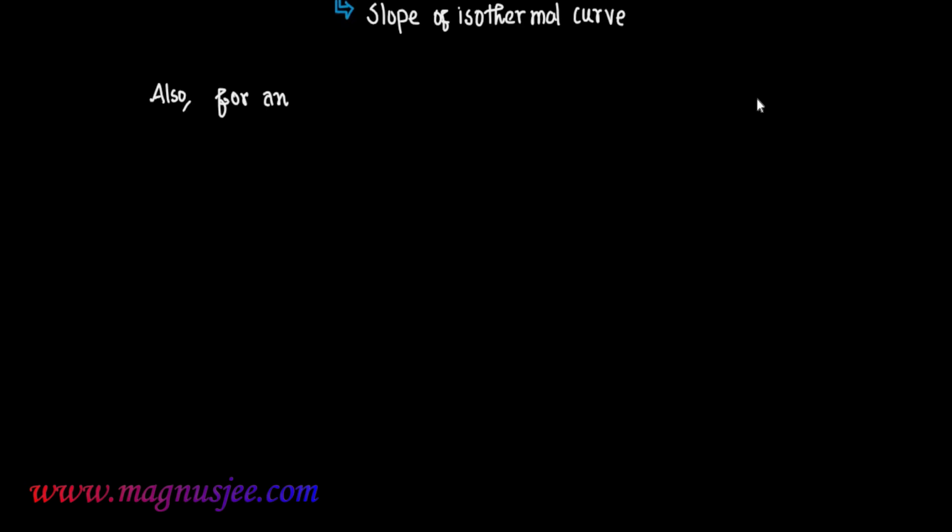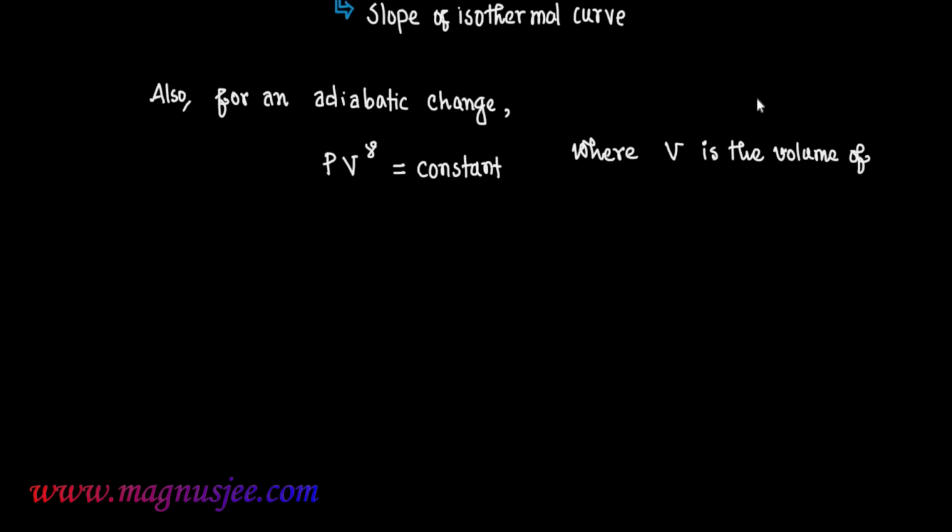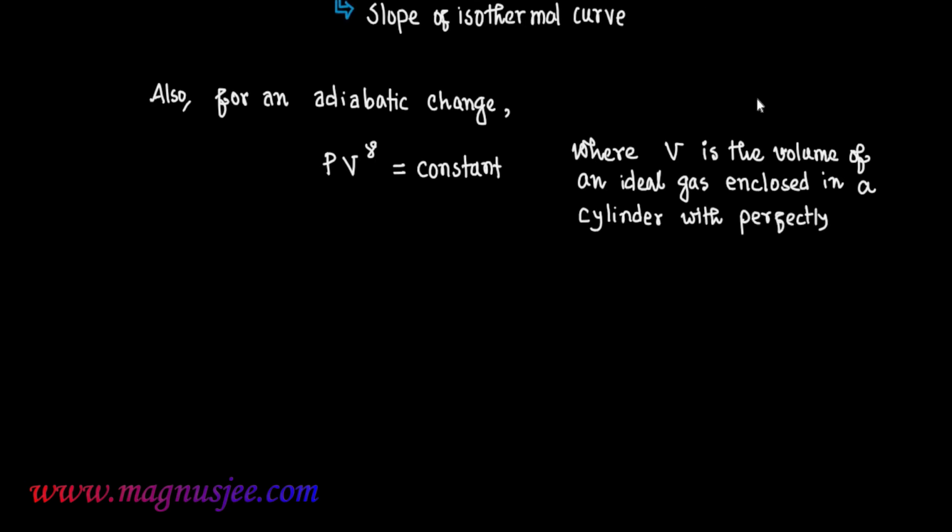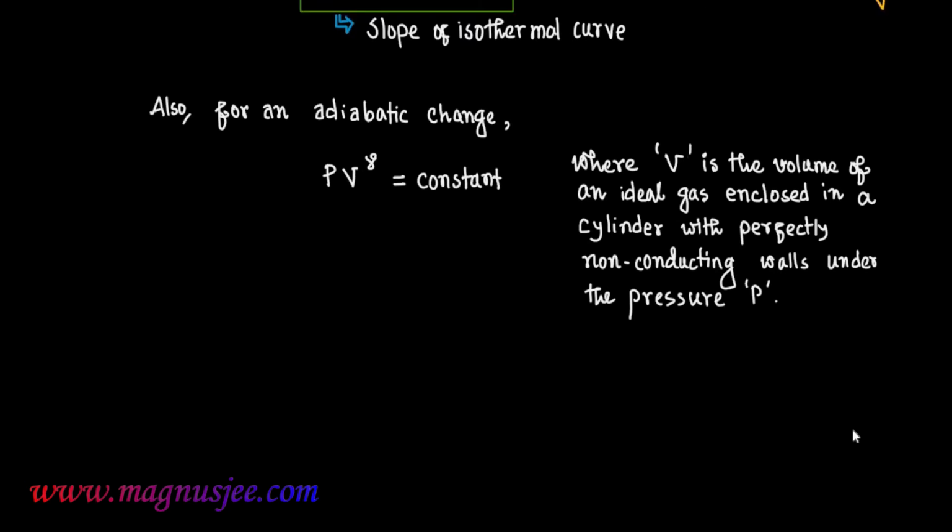Similarly, for an adiabatic change, P V to the power gamma equals constant, where P is the pressure and V is the volume of an ideal gas enclosed in a cylinder with perfectly non-conducting walls under the pressure P.